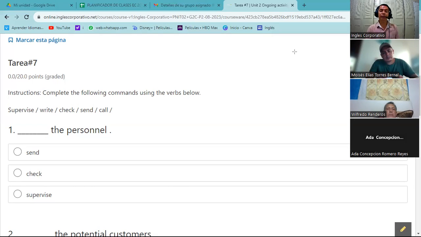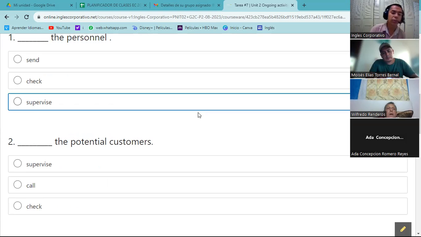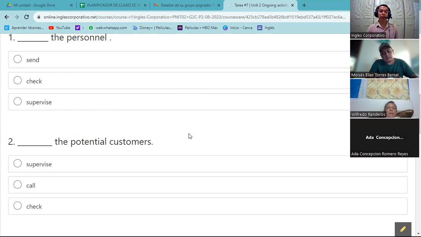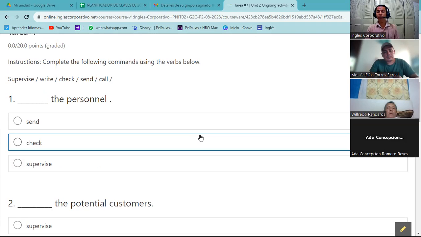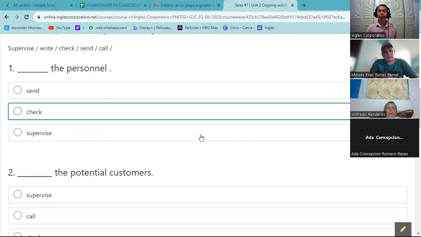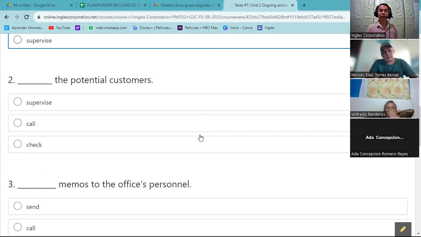Next one is supervise the potential customers, call the potential customers, or check. Este ejercicio es el uso del imperativo, ¿se recuerdan? Que no se usa sujeto, solo el verbo, right? Pero aquí hay que usar un poco la lógica, ¿verdad? ¿Qué se hace con el personal? Se le llama a su casa al personal, se le supervisa en el lugar de trabajo, se le escribe, se le envía. Ok, lo mismo con los clientes. Supervisan a sus clientes, le llaman a sus clientes o chequean a sus clientes.